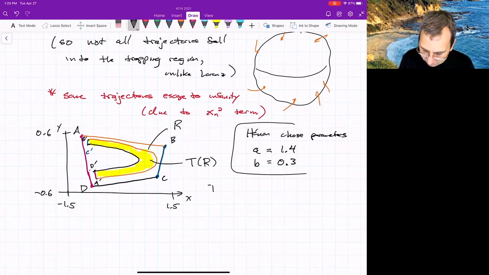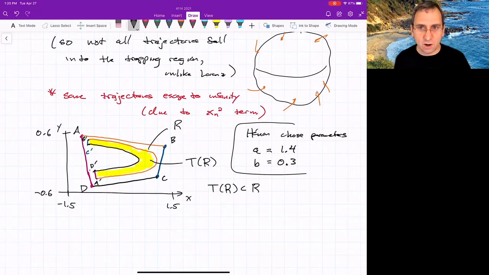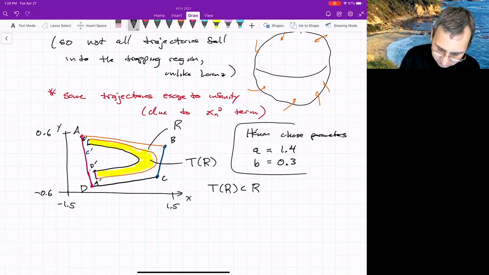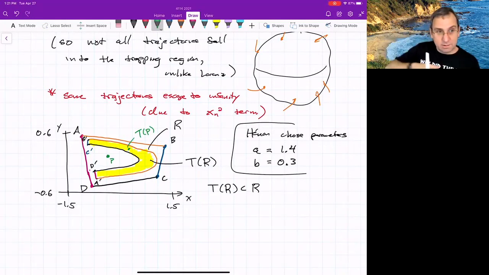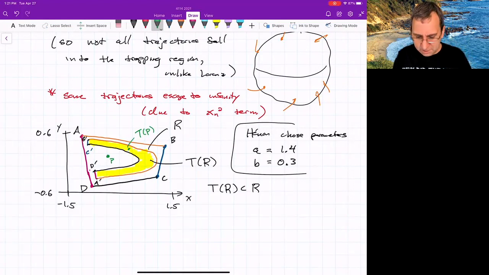And so how is this a trapping region? T of R is a subset of R. So if you start in R, here's some random point, then I'll end up here, T of P. And now continue this, T of P is also inside the trapping region, and it's going to map to something else inside this bent boomerang. And this is a sketch of what the trapping region looks like for that case.